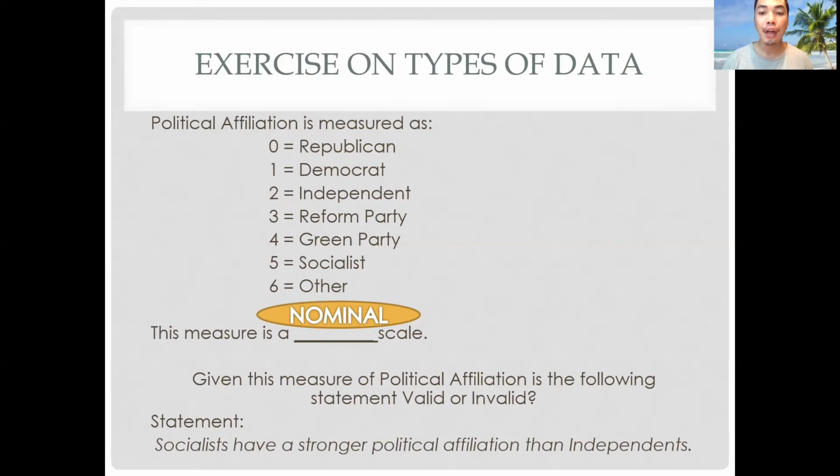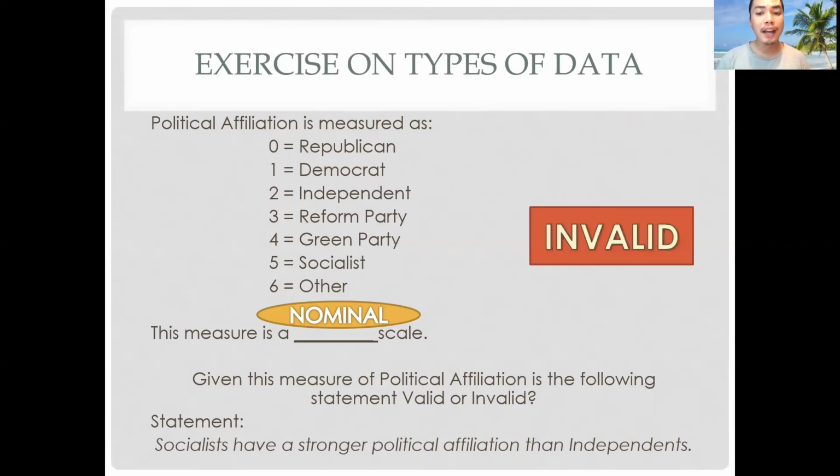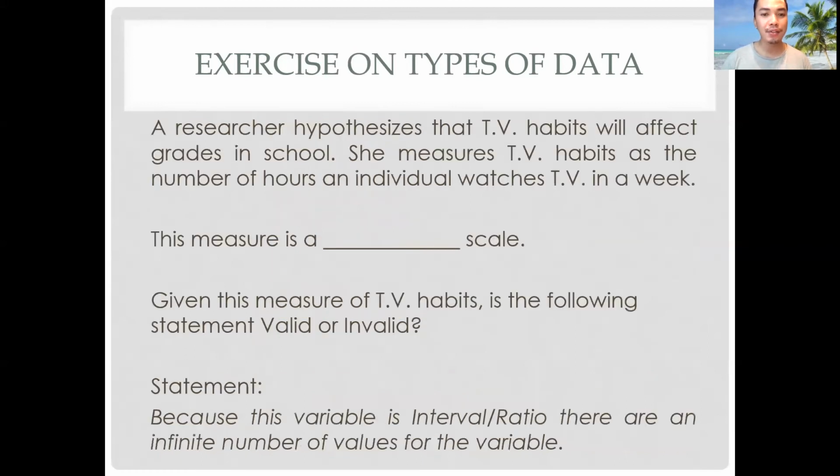To continue, given this measure of political affiliation, is the following statement valid or invalid? Socialist, with a value of 5, has a stronger political affiliation than independents with a value of 2. What is your answer? Is it valid or invalid? The answer is invalid. Again, the numbers here are just labels. They do not bear any weight of values. Now let's proceed to another example.